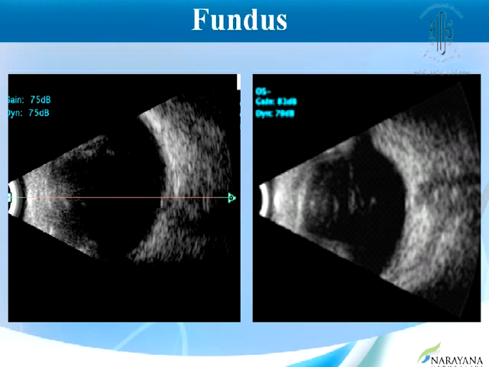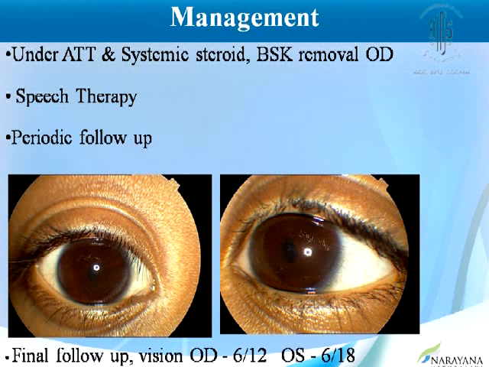Ultrasound B scan revealed the presence of disc drusen in both eyes with a normal posterior segment. The child was investigated, diagnosed to have ocular tuberculosis, and was started on ATT and systemic steroids. Once the inflammation was under control, underwent BSK removal using EDTA. Visual acuity improved to 6/12 in that eye.